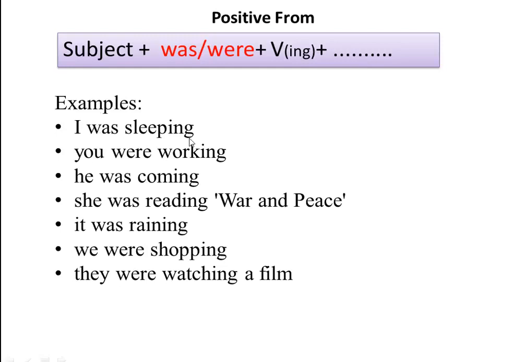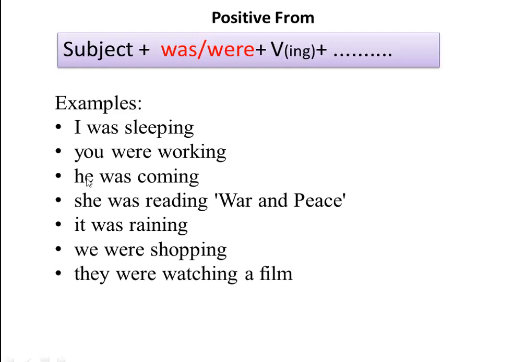For example, I was sleeping. Sleeping here doesn't need an object. You were working. Actually, we have to use a capital letter at the beginning, but here I just make easy examples for all of you, so I don't mention the capital letter much. If you want to use it correctly, you have to use a capital letter at the beginning of the sentence. He was coming.